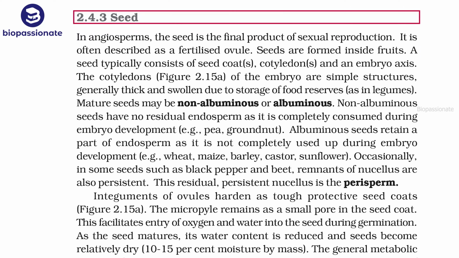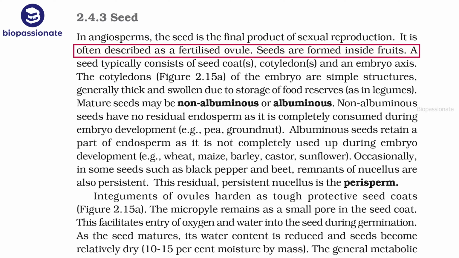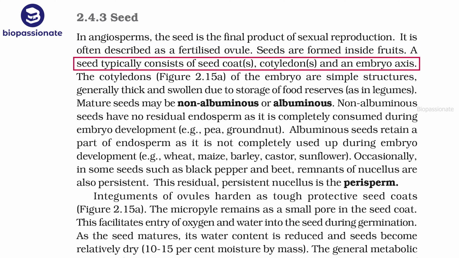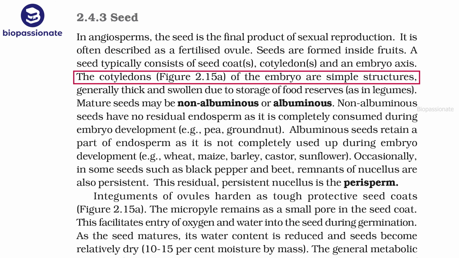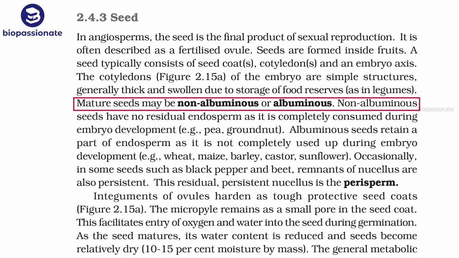2.4.3 Seed. In angiosperms, the seed is the final product of sexual reproduction. It is often described as a fertilized ovule. Seeds are formed inside fruits. A seed typically consists of seed coats, cotyledons, and an embryo axis. The cotyledons, Figure 2.15A, of the embryo are simple structures, generally thick and swollen due to storage of food reserves, as in legumes. Mature seeds may be non-albuminous or albuminous.